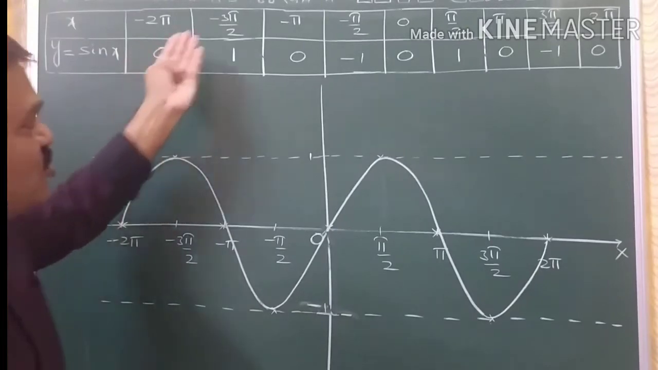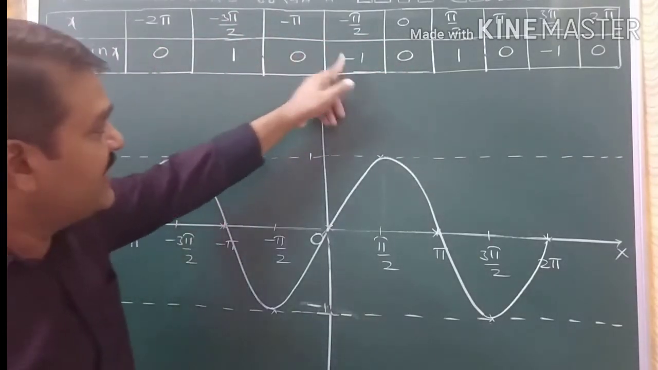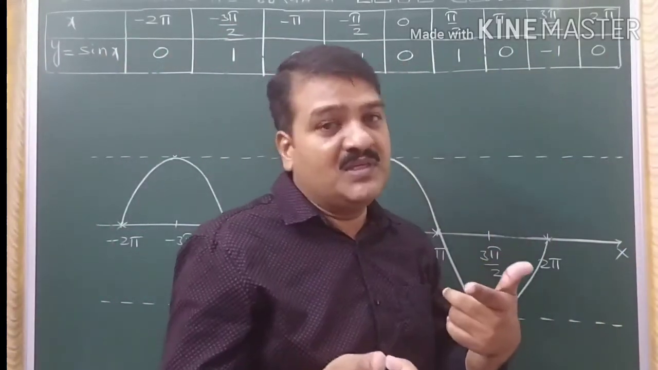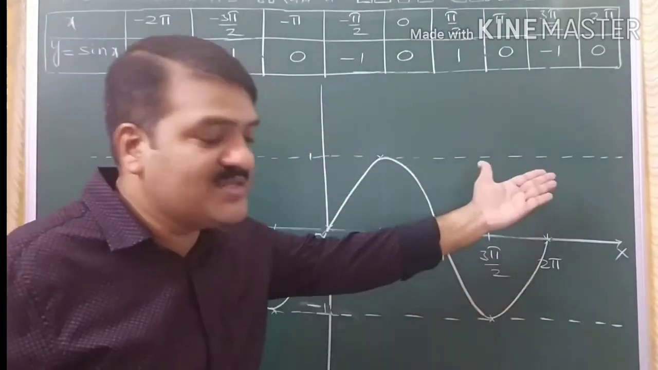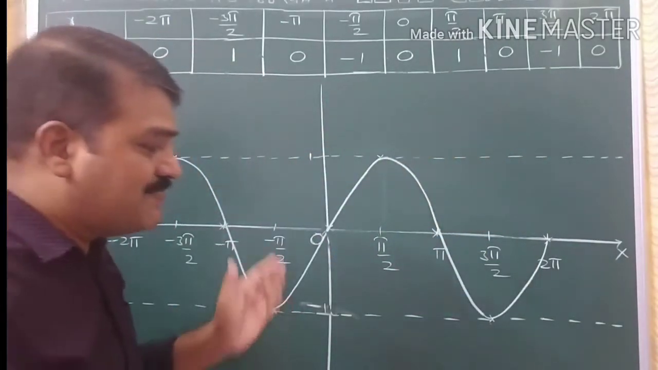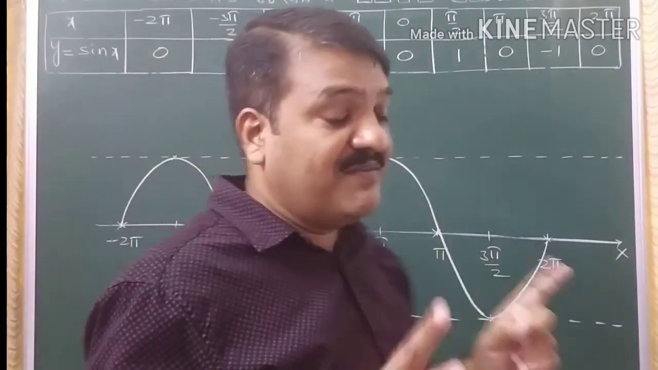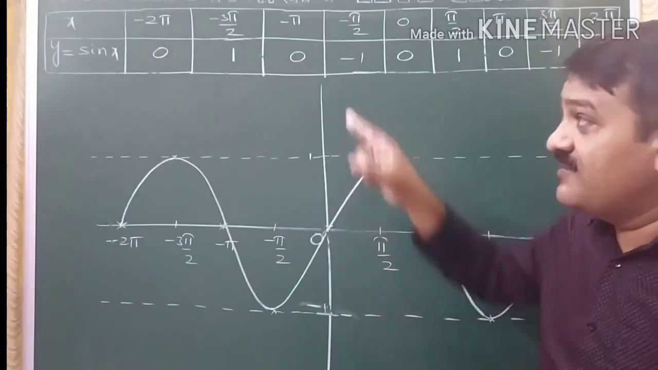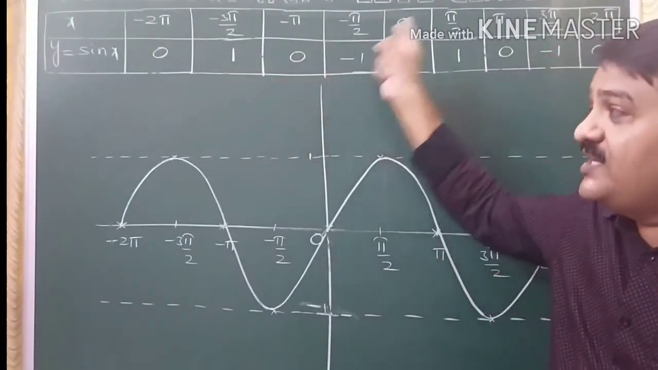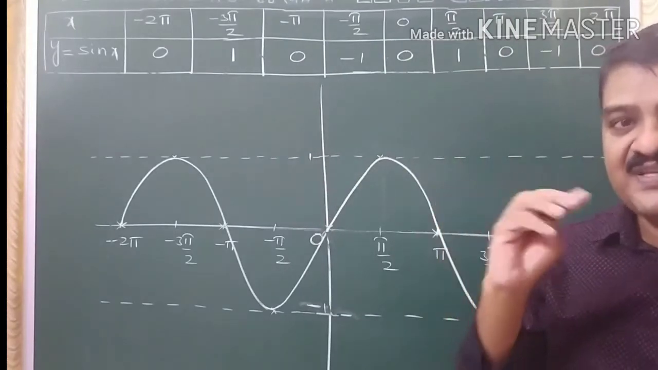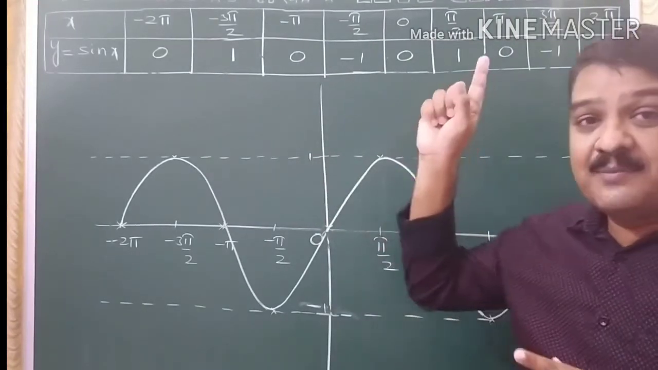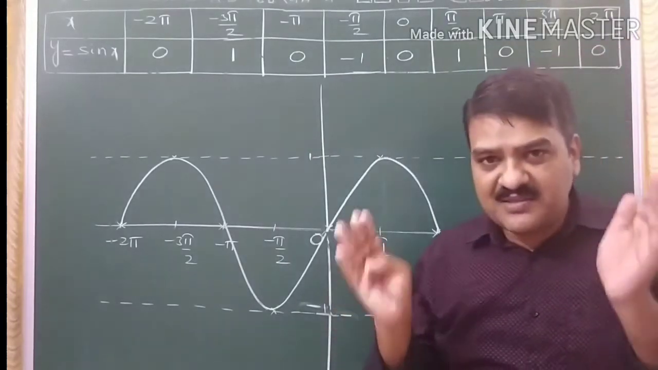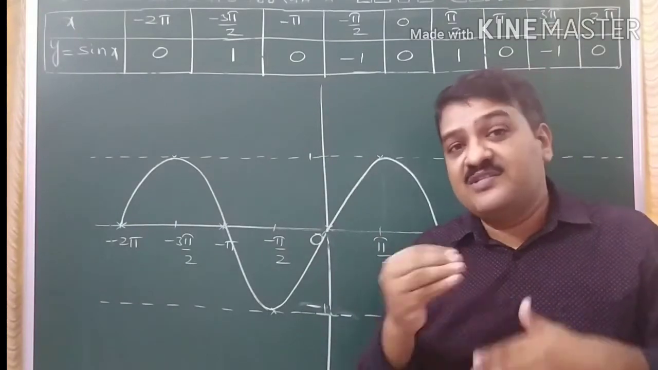See here, between -2 pi and 0: 0, 1, 0, -1, 0. See here, 0, 1, 0, -1, 0. The values are repeating. Therefore, the graph shape is also repeating. Now, the specific interval for which the graph repeats, or the specific interval for which the function values, means y values, repeat, that specific interval is called the period of the function. So what is the period? Period is nothing but the specific interval for which the graph is repeating.